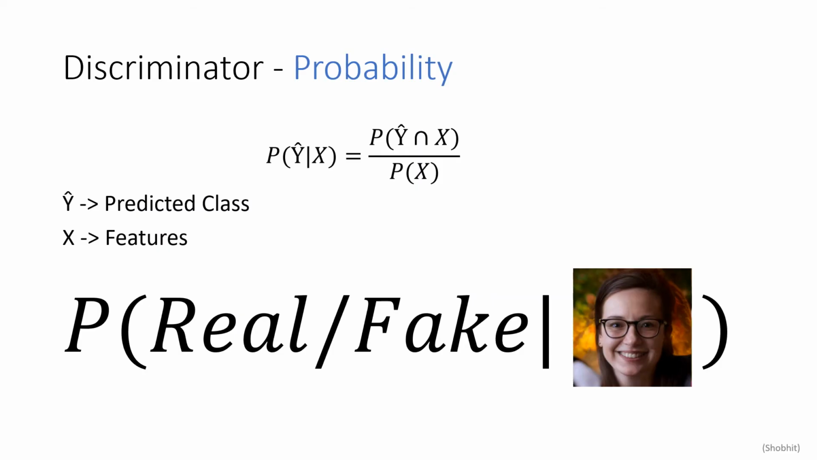Let's see the discriminator in terms of probability. Here we are using conditional probability. Given an image X, or a feature X, the discriminator will provide some probability: what is the probability that it is real, and what is the probability that the feature is fake. In short, the discriminator's task is to estimate the probability density function, so that at the end of training it is able to distinguish between real and fake with the correct result.